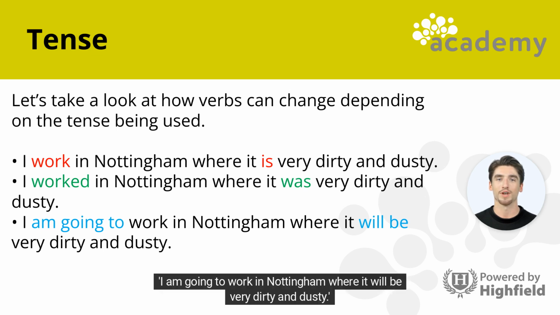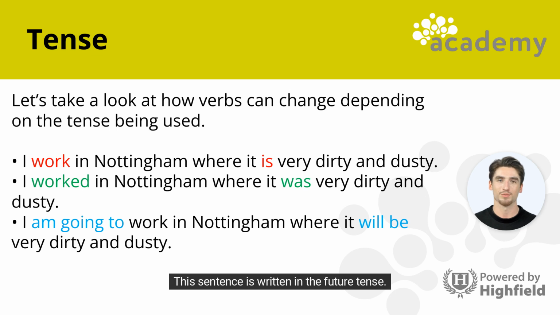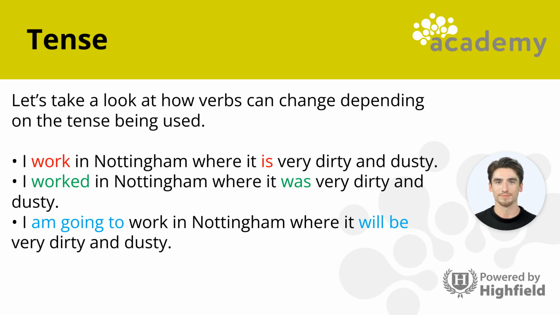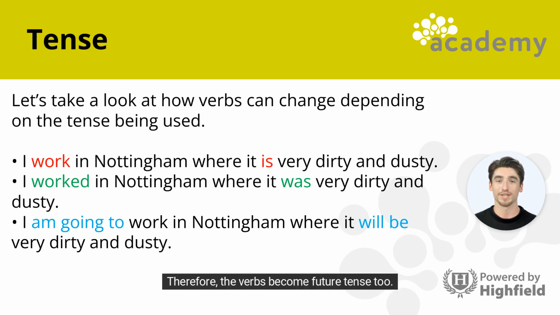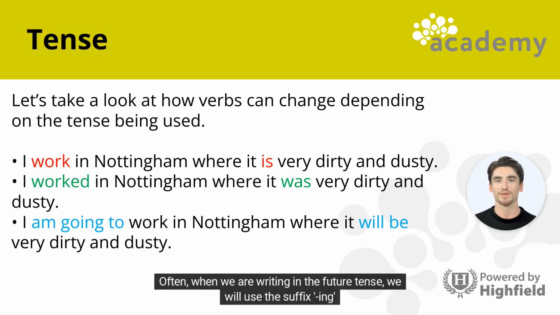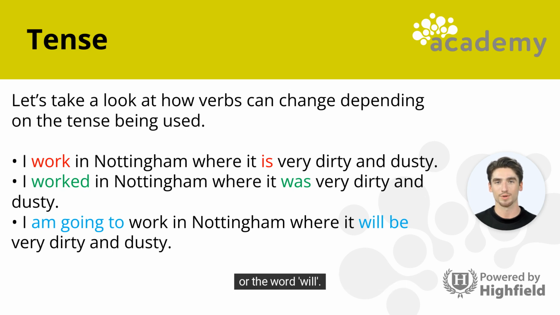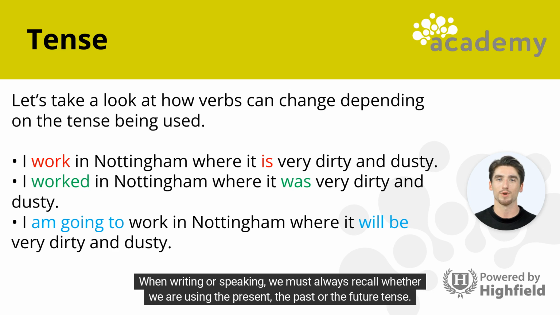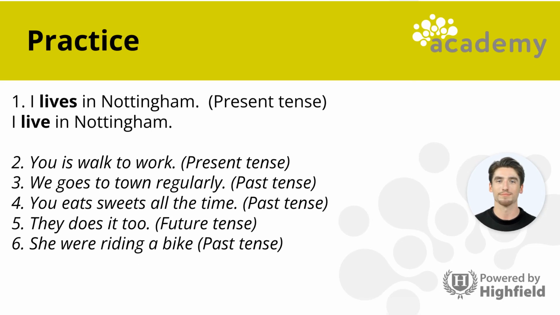I am going to work in Nottingham, where it will be very dirty and dusty. This sentence is written in the future tense. Therefore, the verbs become future tense too. Often, when we are writing in the future tense, we will use the suffix ing, or the word will. When writing or speaking, we must always recall whether we are using the present, the past, or the future tense.